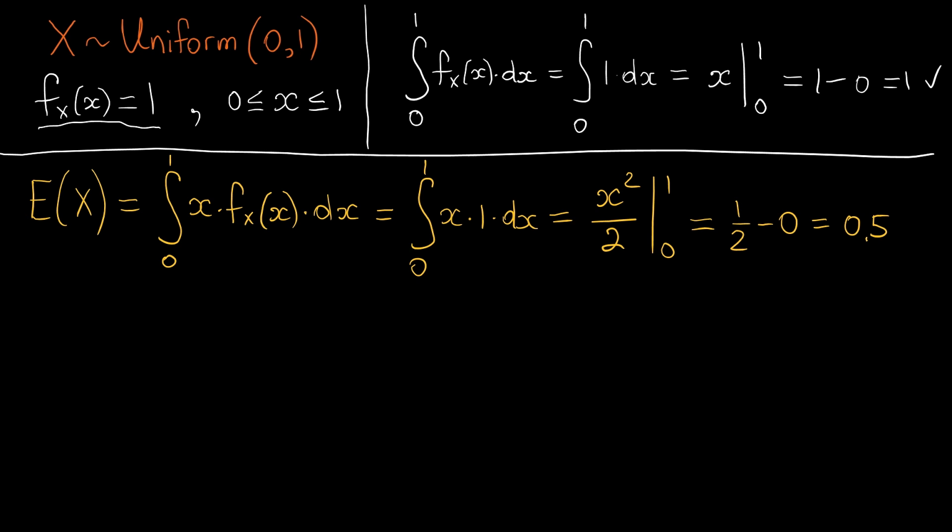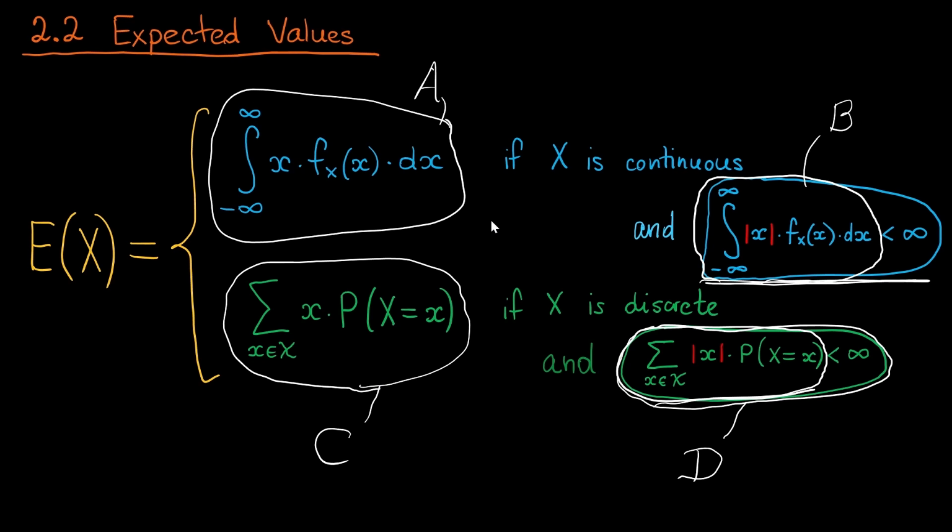And does it make sense? Suppose that this is our interval from 0 to 1. Our PDF is constant at 1 over this interval. And we have just worked out that the expected value then is 0.5. Makes intuitive sense.